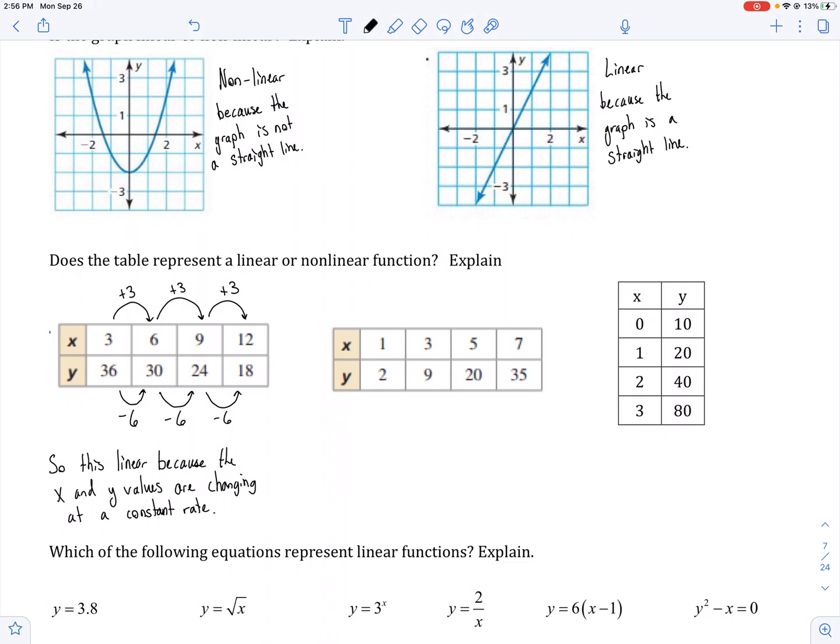Okay, so let's take a look at these next couple of examples. So again, let's see how the x and y values are changing. It looks like the x values are getting bigger by 2. And the y values, so from 2 to 9, it's getting bigger by 7. From 9 to 20, it's getting bigger by 11. And from 20 to 35, it's getting bigger by 15. So it does look like there's a pattern here. The changes in the y values are getting bigger by 4, but the y values are not changing at a constant rate. So this is nonlinear because the y values are not changing at a constant rate.